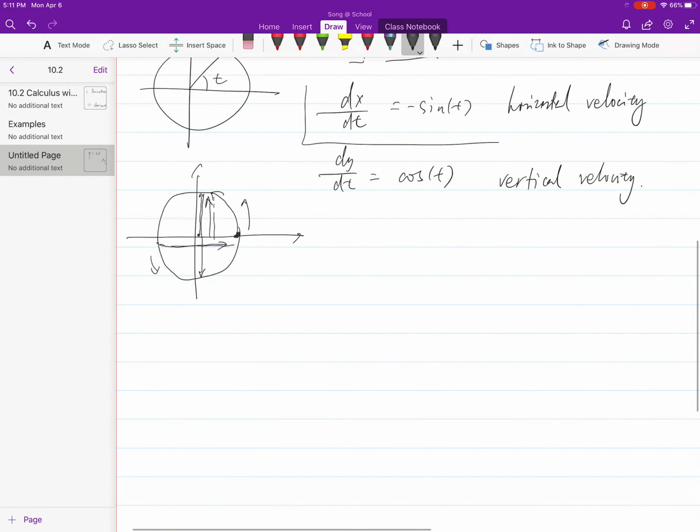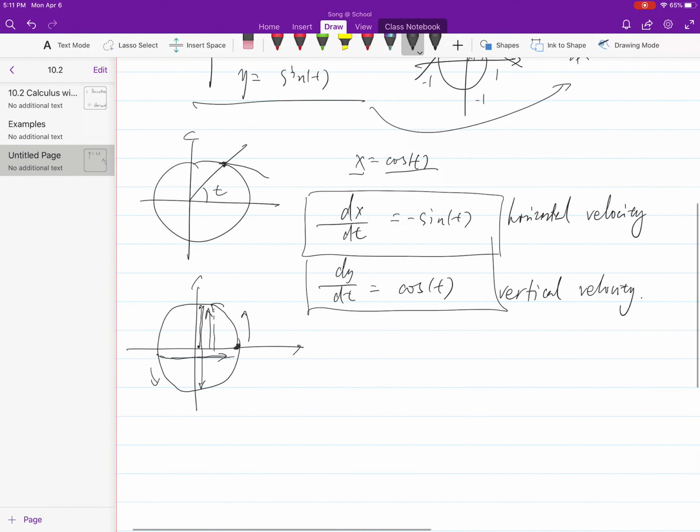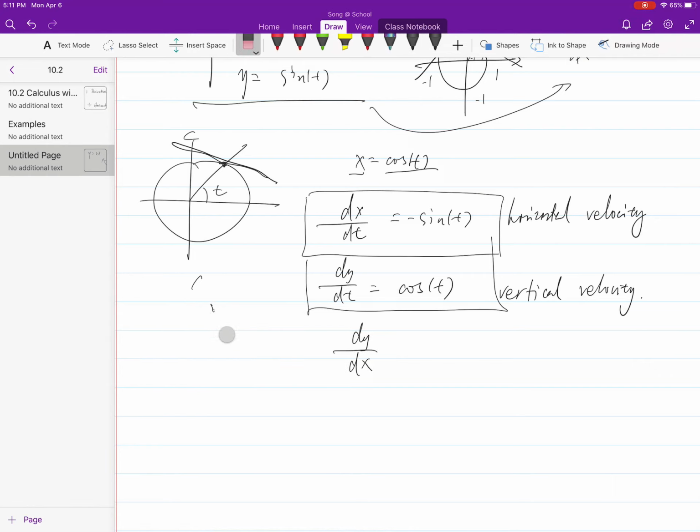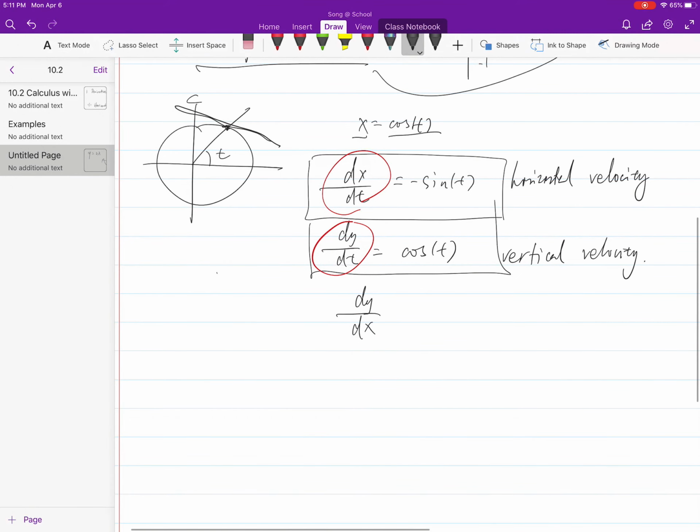That is very good. But now let's go back to the traditional thing. We have this. To find the slope of the tangent line at a certain point, what you really need is dy over dx. So can you think about a way to get dy over dx from dx over dt and dy over dt? That's the question. Now, doing some trick, I think you can see it.